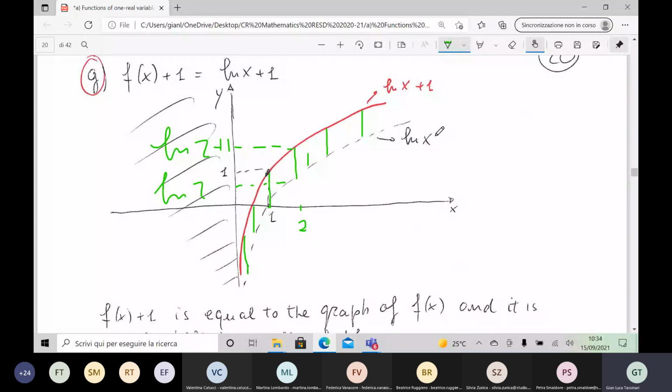If you have minus, obviously, the graph is shifted downward. So if you add in general to f of x a constant, simply an additive constant k, then the graph of f of x is shifted upward or downward by k units. k could be positive, so upward, or negative, so downward. Okay.